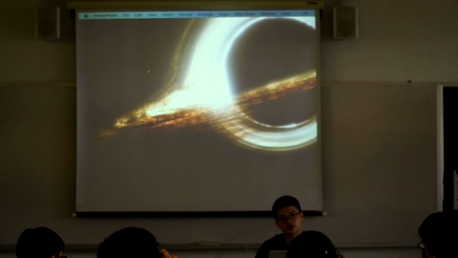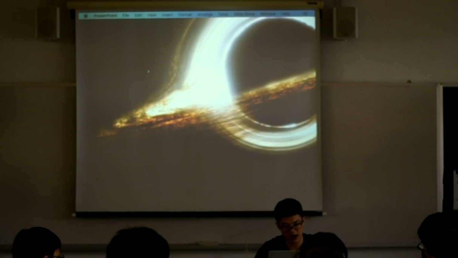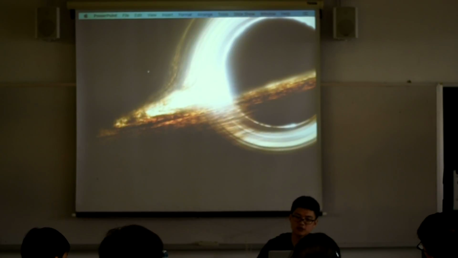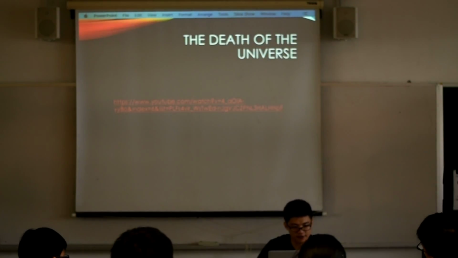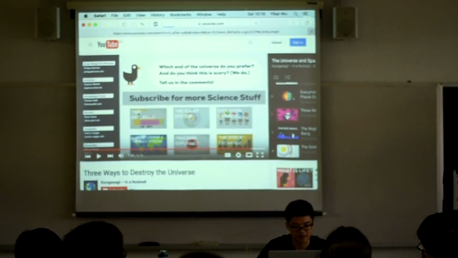Now we have seen all the evolution tracks of different masses of stars. So this is the end of the stellar evolution part. Next, we are going to talk about the death of the universe. So let's see a video.